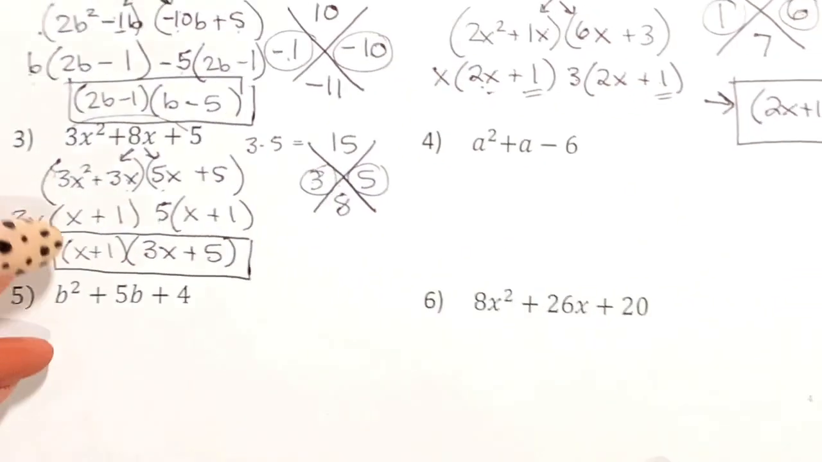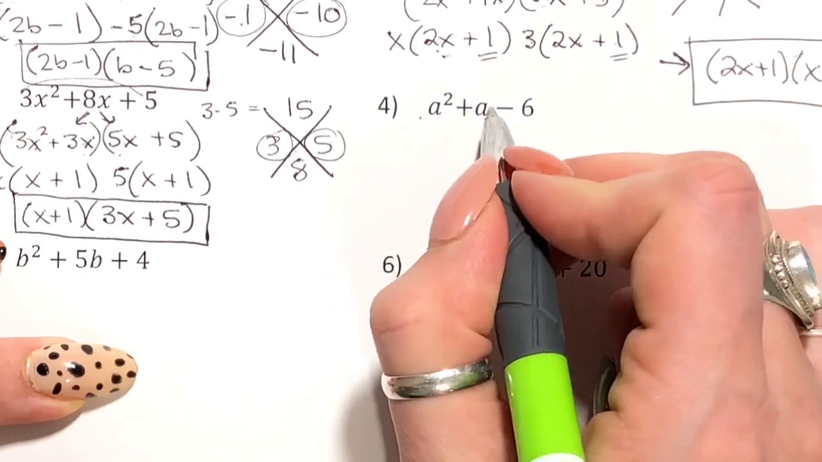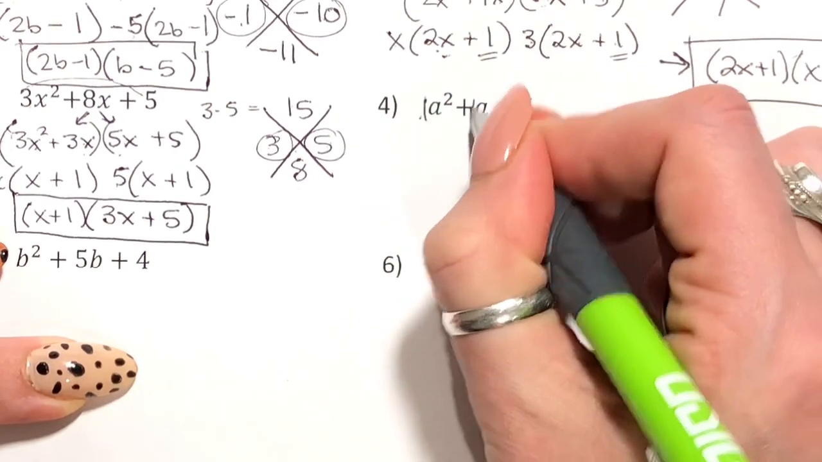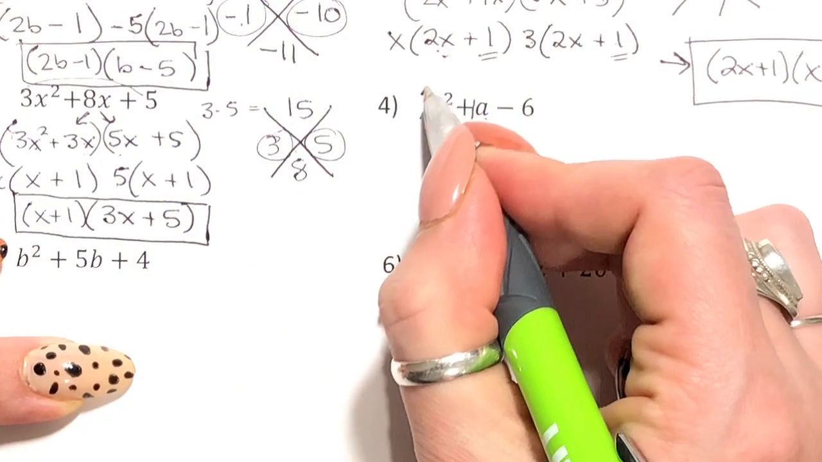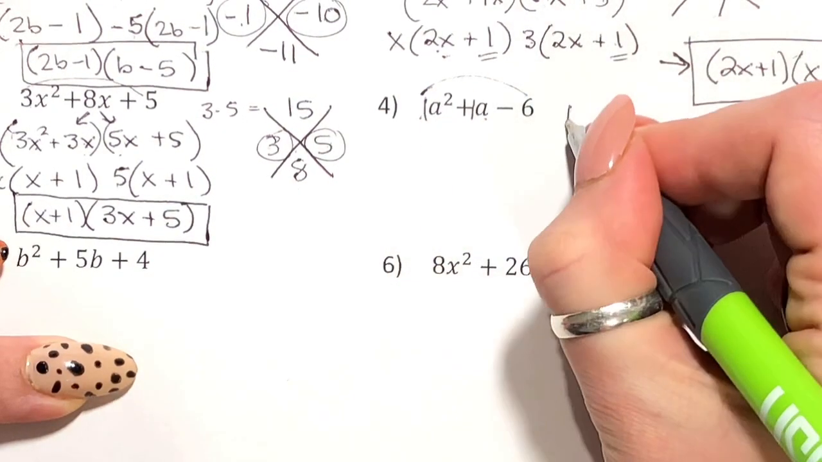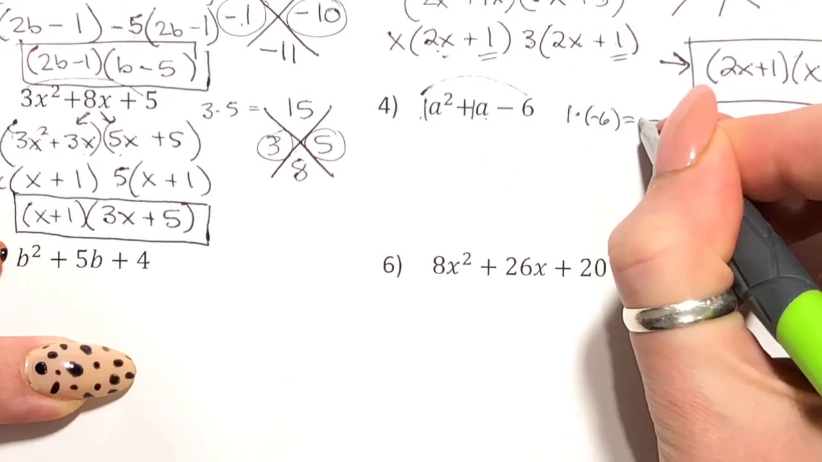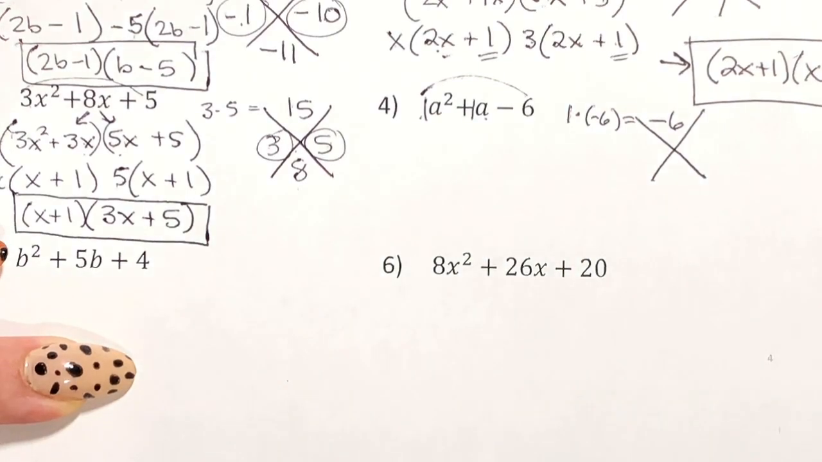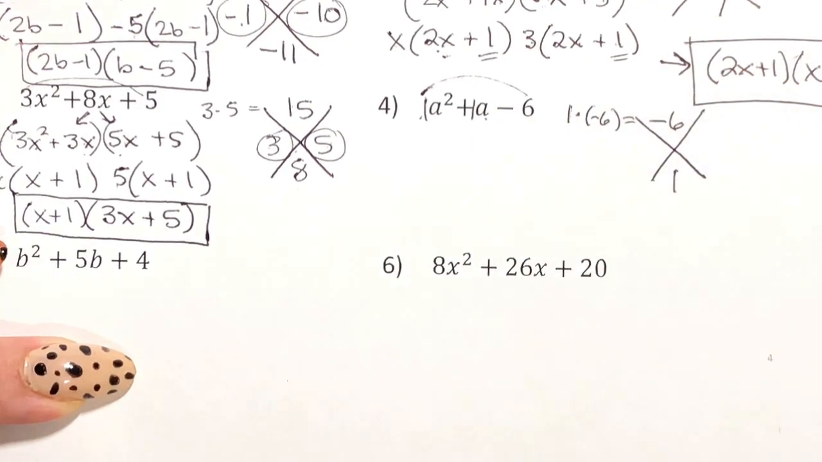Okay, let's do number 4. So notice that on these two, they don't have numbers in front. Whenever there's not a number in, it's just a 1. So we're just going to treat them as 1s. So we're going to do 1 times negative 6, which is negative 6. That's going to go in the top of the little x table. And then 1 is our middle number, so that's going to go in the bottom.